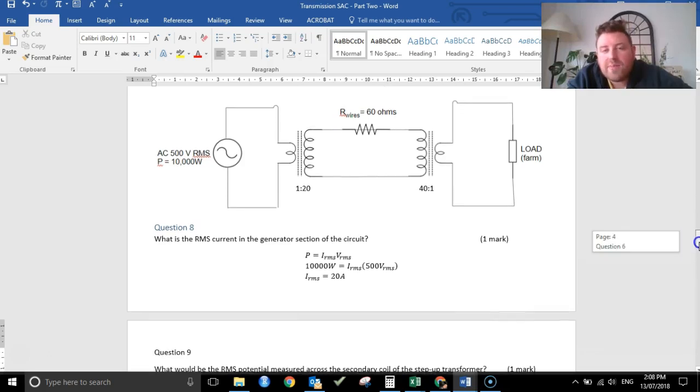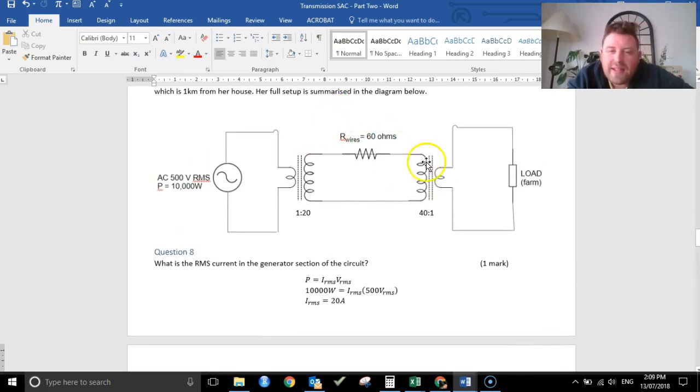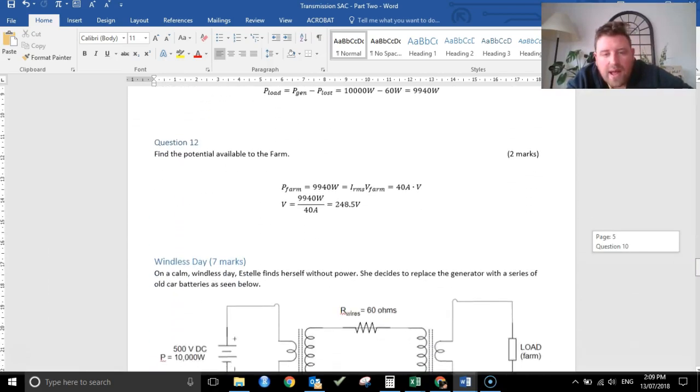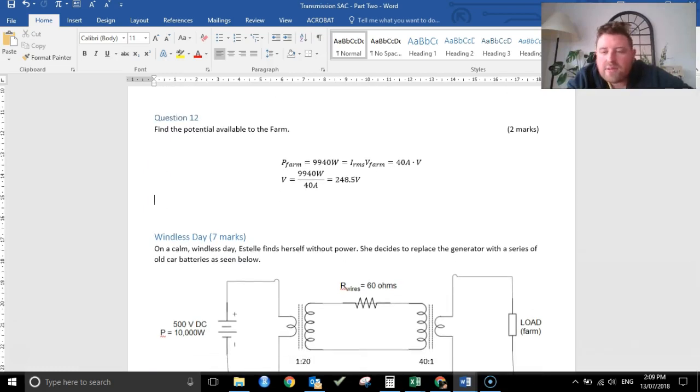The only big mistake that I saw people make was forgetting to minus off the 60 volts here, or the 60 watts here, and just acting as if nothing was lost in the circuit, and then we get 250 volts on the load. Not the worst mistake in the world, but you have lost a little bit of voltage in there.